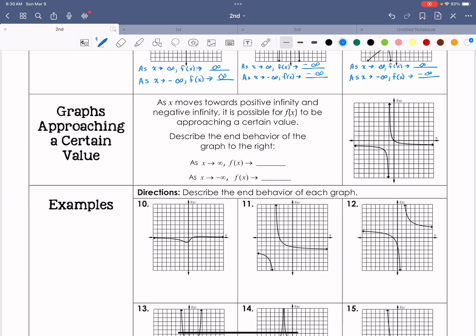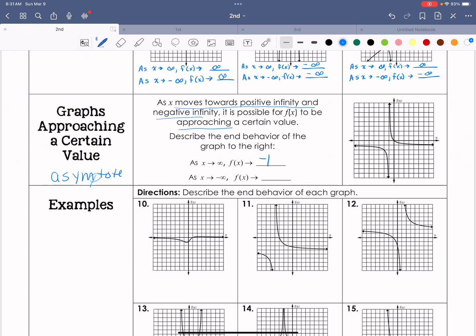Okay, and last, let's look at graphs approaching a certain value. So as x moves towards positive infinity and negative infinity, it's possible for it to approach a certain value but never cross it. All right, this is where you have those asymptotes, okay? So as x approaches positive infinity this way, what happens? Well, this is never going to cross this line. It just gets closer and closer and closer. So that's at negative 1.